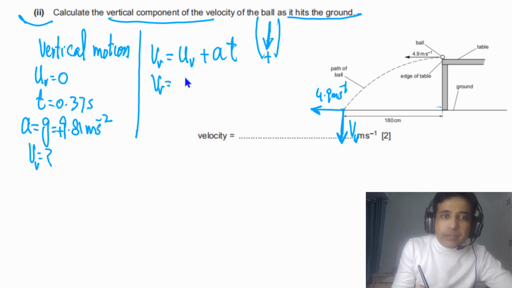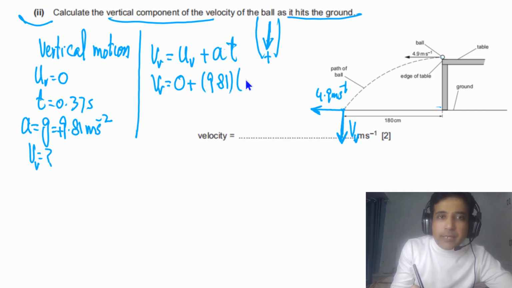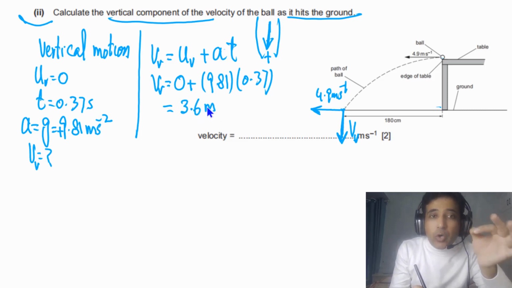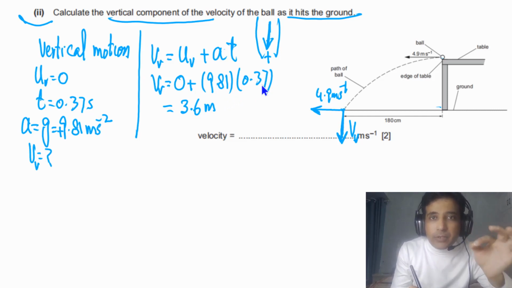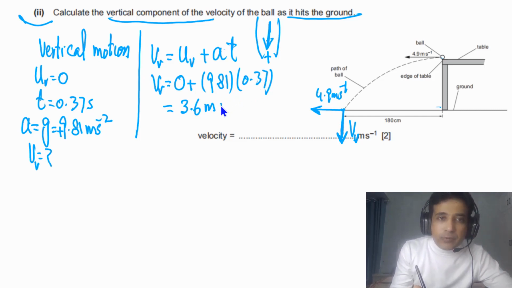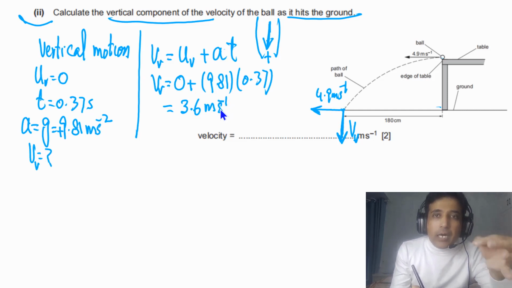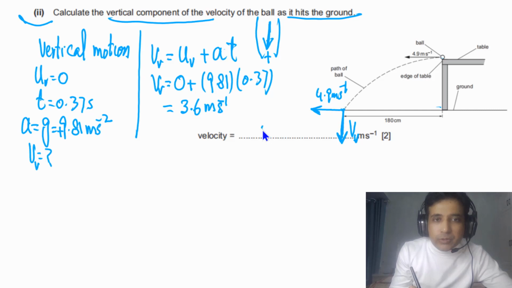In this case U sub V is equal to 0 plus we have 9.81 times 0.37. So the final answer in this case is equal to 3.6 up to 2 SF, because the raw data has 2 SF, meaning the least number of SF in the raw data. This is 2 SF, so our final answer also should have 2 SF, or you can use one more. So this is the final answer.